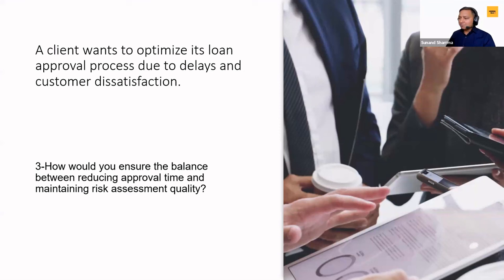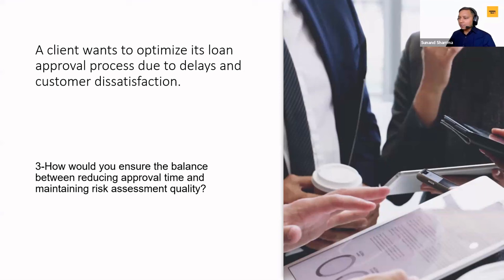So we can speed up the process while reducing the error. For example, we can use OCR, optical character recognition technology, that can quickly validate the identification and the financial documents. The next thing we can do is segment the applications based on a predefined risk criteria. So low risk applications can be fast tracked through an automated process, but high risk applications receive more thorough scrutiny.